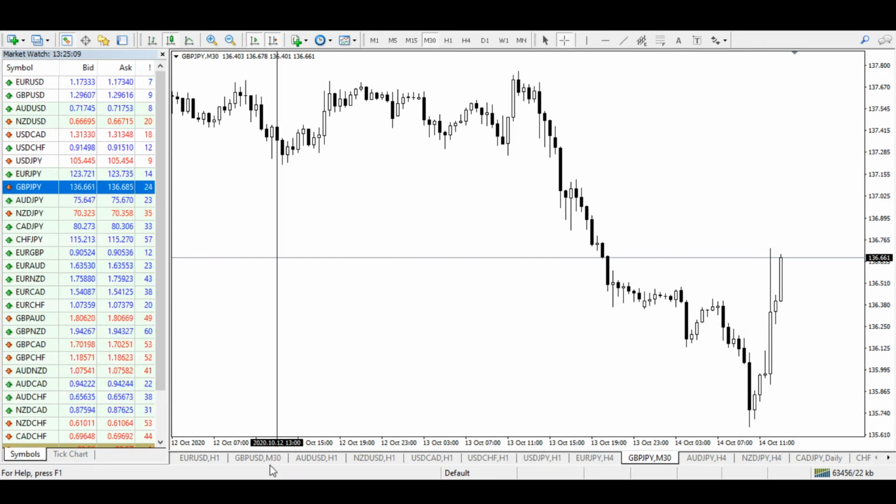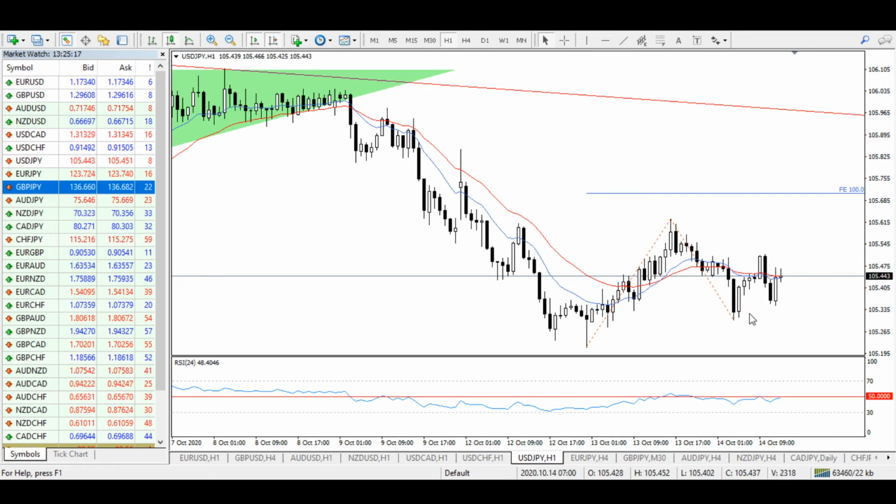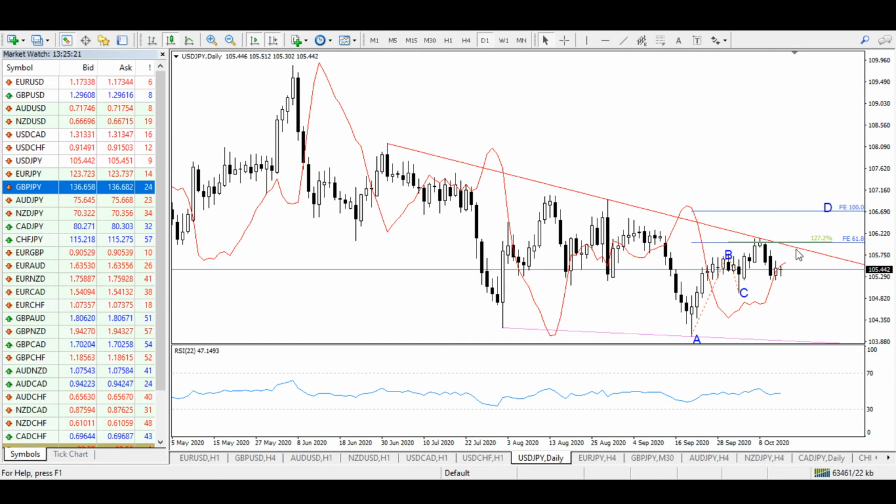GBP USD can touch not only the mid band, it can touch the upper band as well. Nobody knows now. USD JPY cannot just go for this minimum movement, it can go to touch this trend line, or maybe complete this ABCD. We do not know yet.